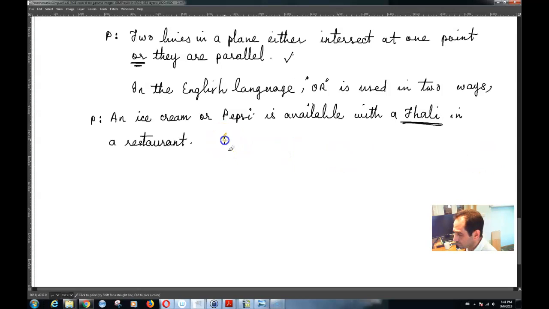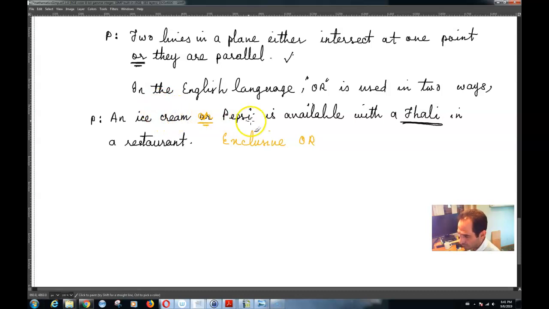This situation over here is called exclusive or. Again, I repeat the situation. It says that an ice cream or Pepsi is available with a thali in a restaurant. And this or over here is basically an exclusive or. What that means is that the person can have either ice cream or Pepsi with his meal, but not both of them simultaneously.